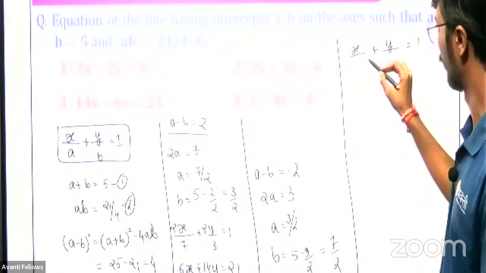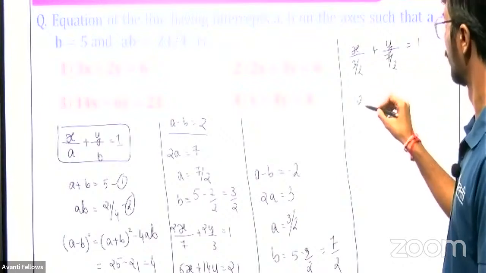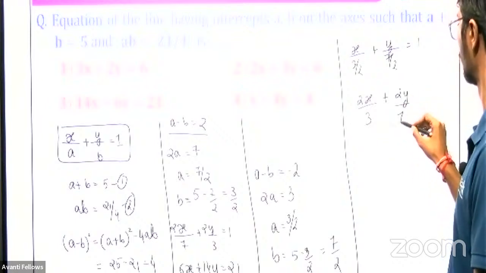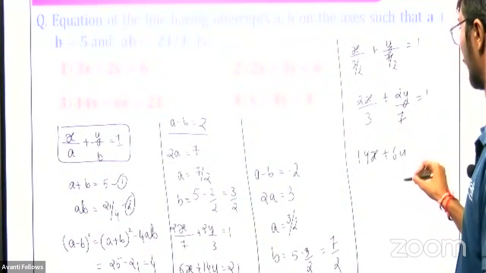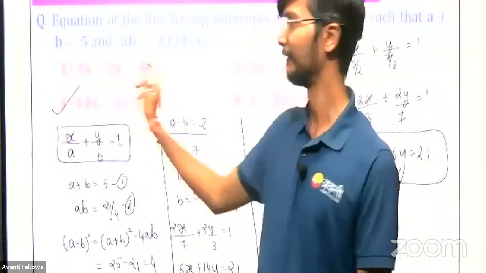So x upon 3 by 2 plus y upon 7 by 2. So 2x upon 3 plus 2y upon 7 is equal to 1. So 14x plus 6y is equal to 21. So this is my answer, which is option 3.